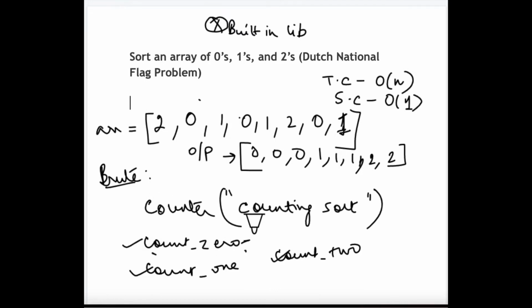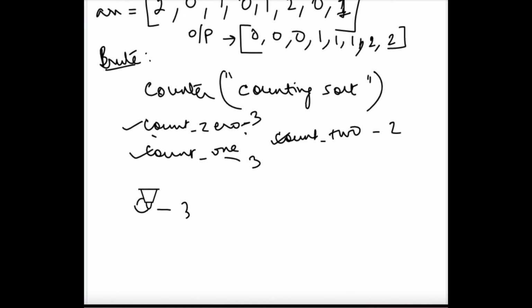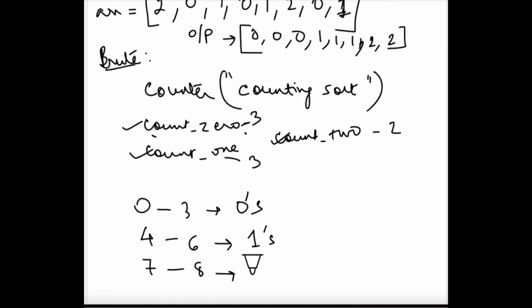So let's say count of 0, in this case, was 3, count of 1 is again 3, count of 2 is 2. So from index 0 to 3, we should have all the zeros. Then from 4, we have 3, so 4, 5, 6. So from 4 to 6, we can place all the ones. And at last, we have 7 to 8, so we can place all the twos. Actually, it will be 0 to 2, then 3, 4, 5, and then 6 and 7, if we go by the index values.